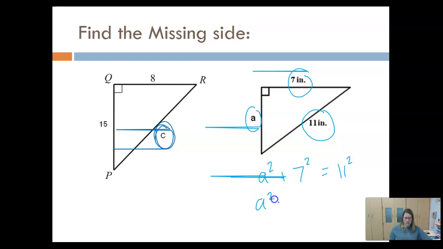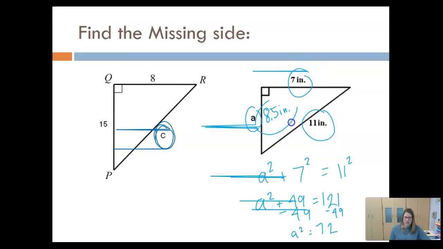So this would be a squared plus 49 equals 121. Subtract 49 from both sides. So a squared equals 121 minus 49, which is 72. And then the square root of 72 equals 8.48, so I'm going to round it to 8.5. And since everything's in inches, it would be 8.5 inches.